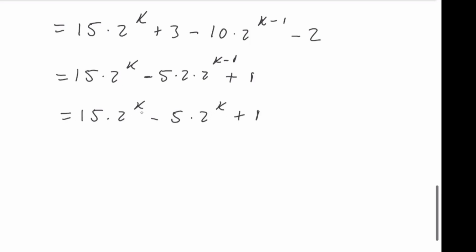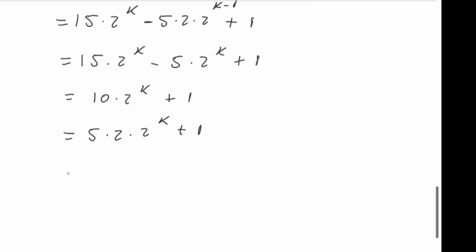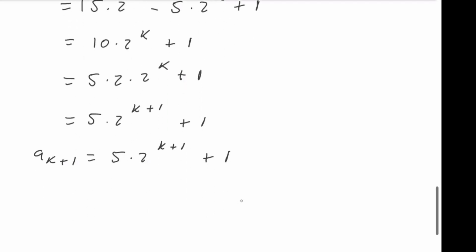And now I have 15 2 to the k's minus 5 2 to the k. So that means I'm going to have 10 2 to the k's plus 1. And that is the same thing as 5 times 2 times 2 to the k plus 1. And 2 times 2 to the k is the same thing as 2 to the k plus 1, plus 1. So I was able to show that a sub k plus 1 is equal to 5 times 2 to the k plus 1 plus 1. And that's exactly what I wanted to show.